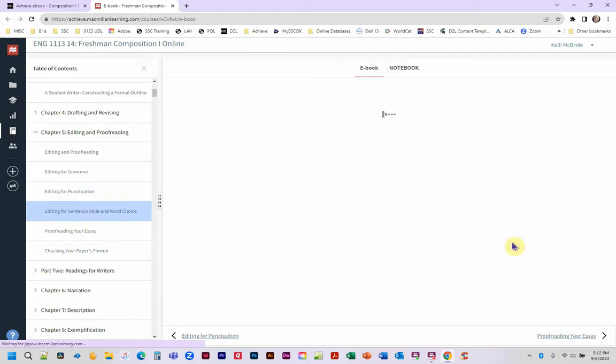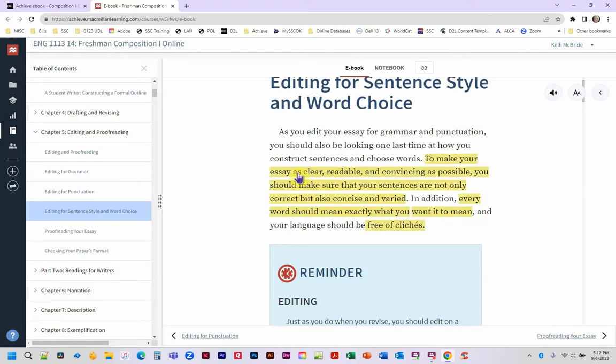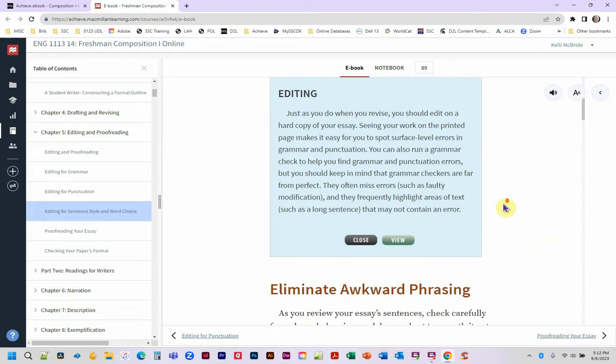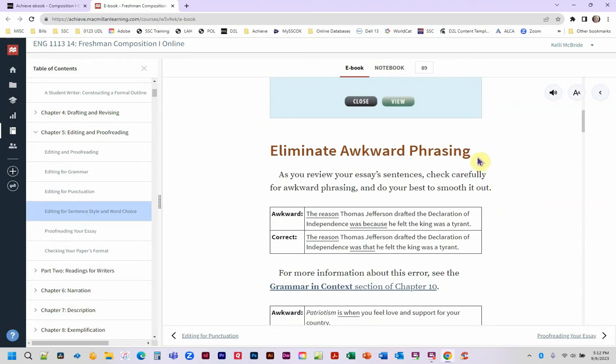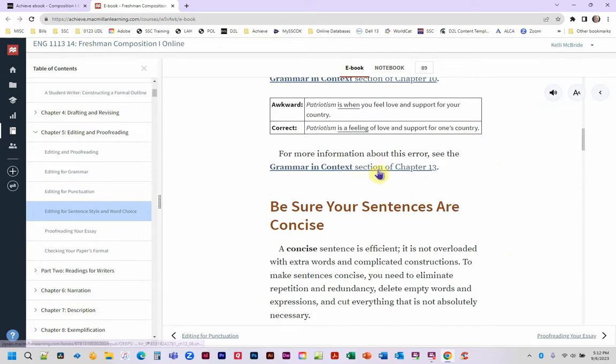The next thing we're going to do with editing is you're going to look at sentence style and word choice, right? So sentence style, again, this is about making sure your essay is clear and readable, that it's convincing, right? That you've got varied but concise sentences so that you're not getting into this monotonous pattern of using the same type, right? You want to make sure that your writing is free of cliches, right? So again, you have some areas here, awkward phrasing, you get some before and after here. Then you've got a nice link to see more information, right? So use those links if this is something that I'm telling you. So I will write AWK on your paper if there's an awkward passage.